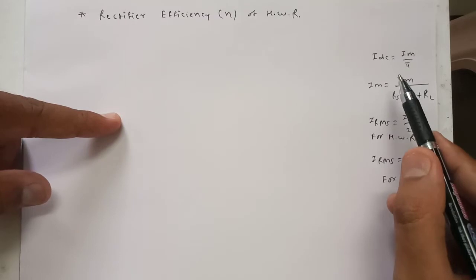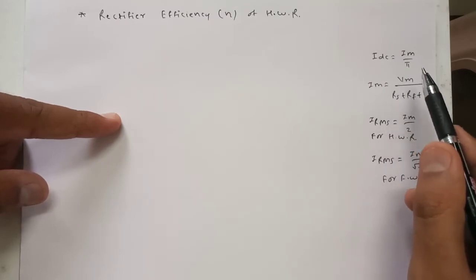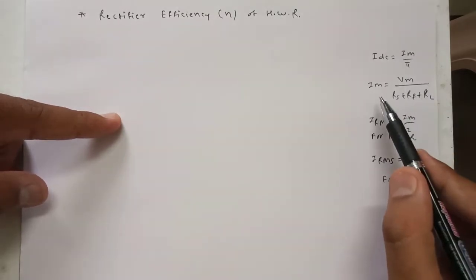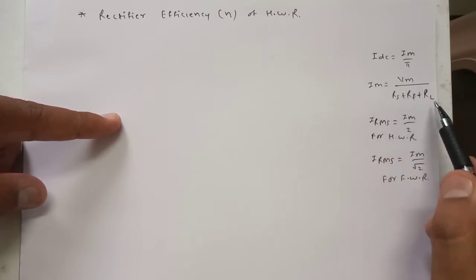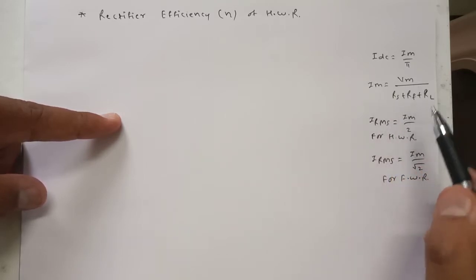First equation is of IDC, that is Im by pi. Then what is the equation for Im? It is Vm by Rs plus Rf plus Rl. These are all equations we have derived.